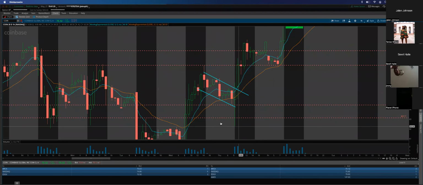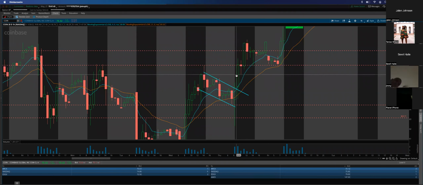Actually, quick transparency right here. I sold COIN a little bit before it got here, for about 30, maybe 46%, I believe. And then COIN actually went up 100%, right? I left money on the table, but understand, that is part of the game.